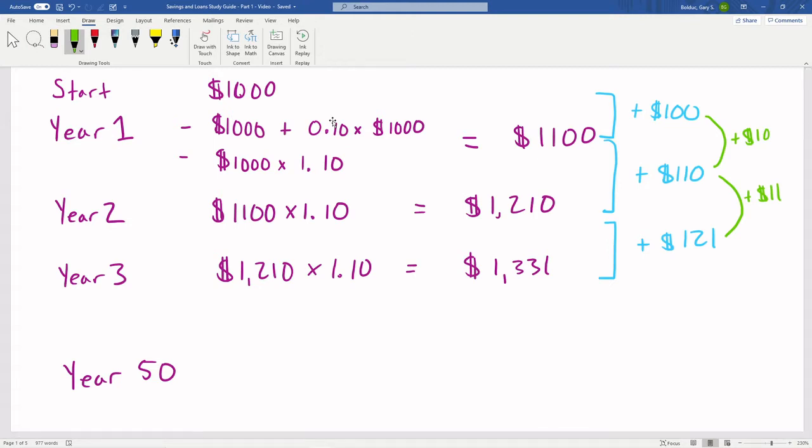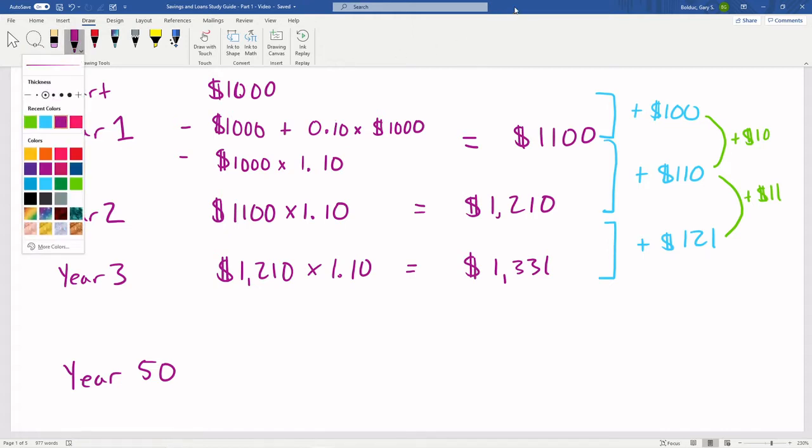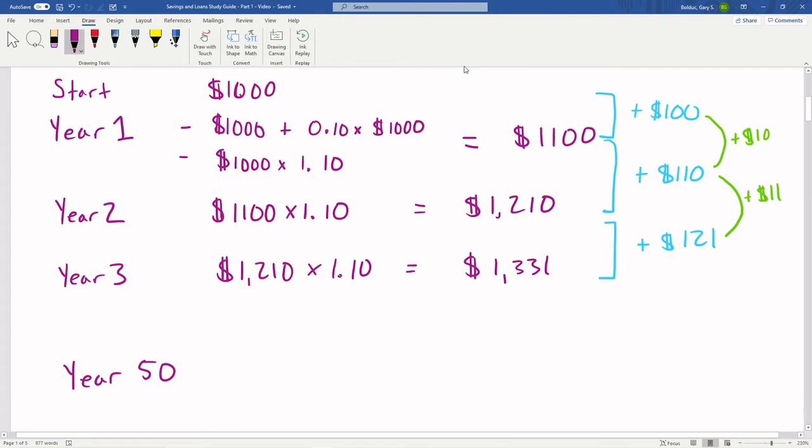So how do we find a formula for this? Well, what we're going to do is try to see if we can find a pattern. So let's go backwards for a second. Where did we start? We started at $1,000. This was our start. Okay, so just follow through with me.